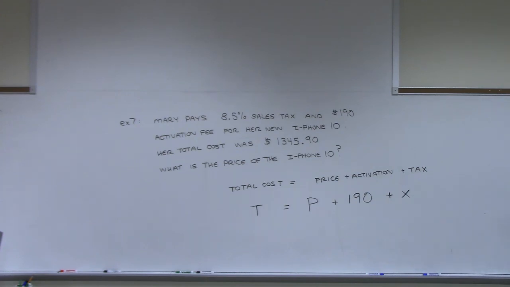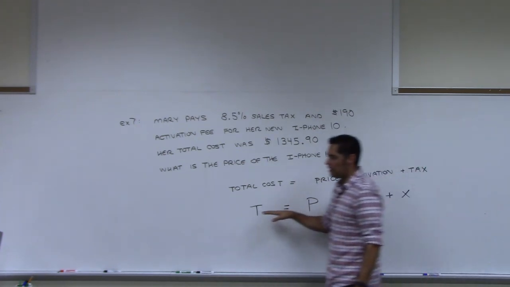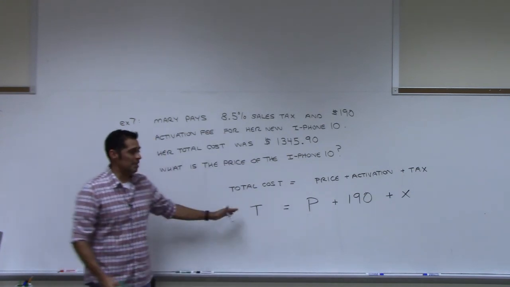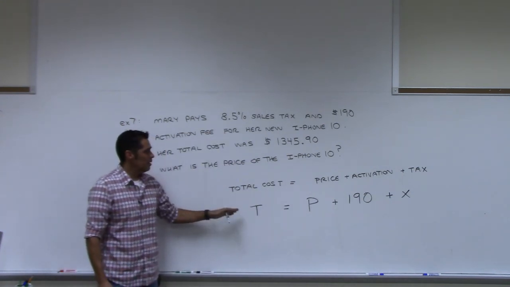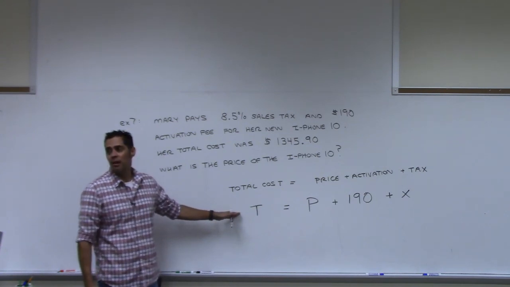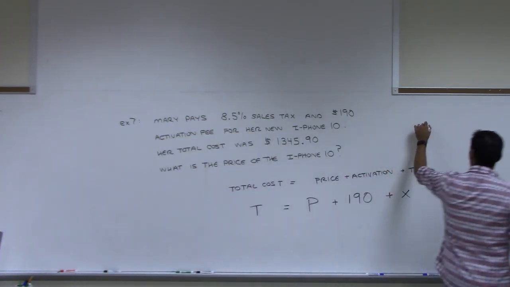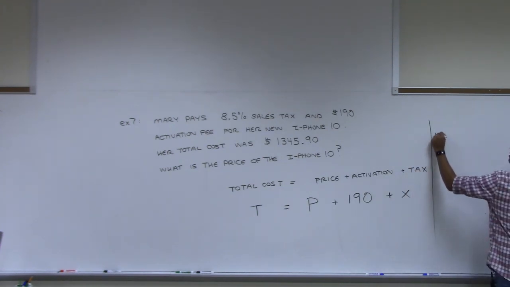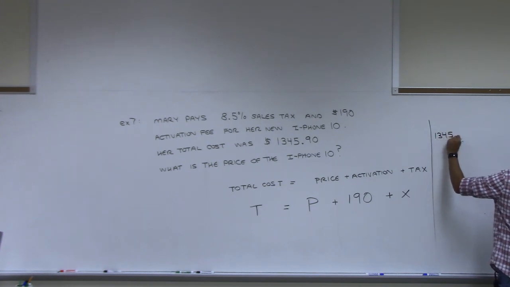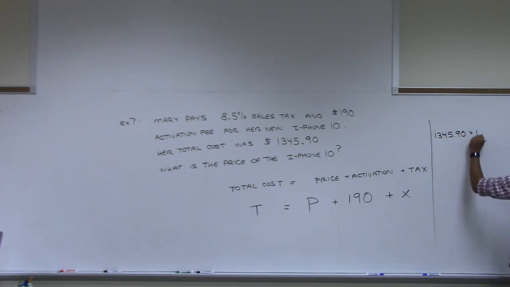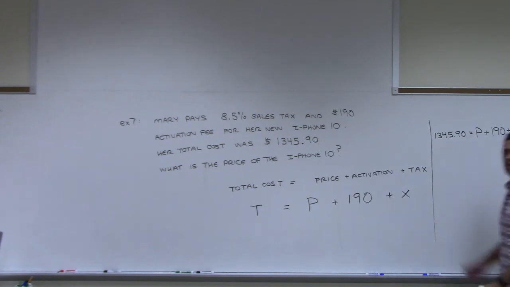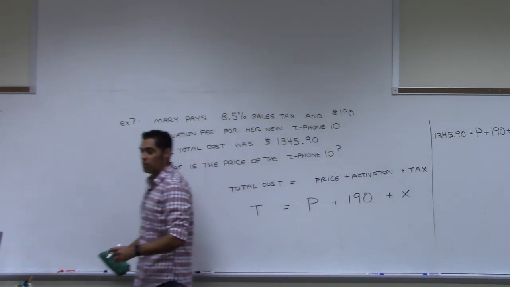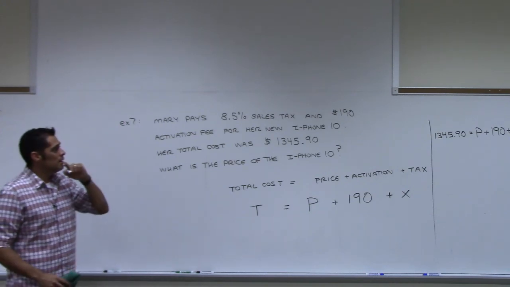Can I replace anything here? Is there anything else I know? Yeah. The capital T, right? This is actually 1345.90, right? So let me go a little bit further. I could have done that in the beginning, but I was trying to get you to see I'm setting up an equation. 1345.90 equals P plus 190 plus X. Y'all still good with that? What is it that we're trying to find in this equation? We're trying to find P, right? We want capital P.